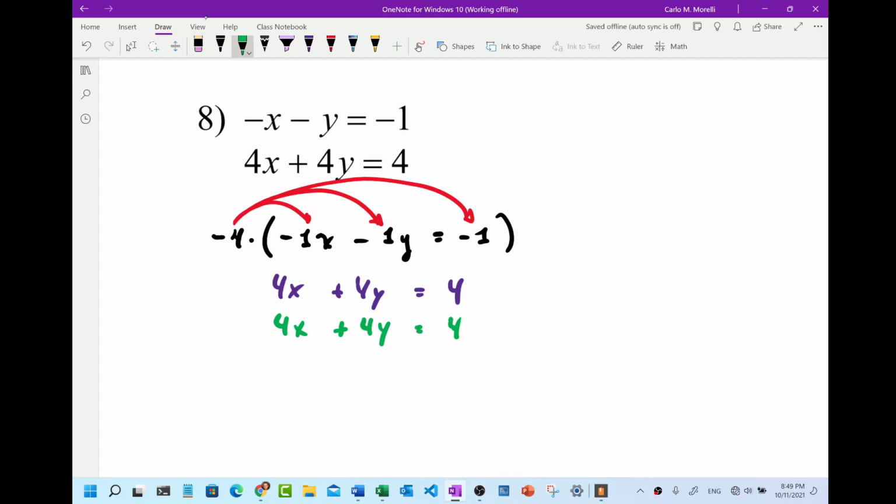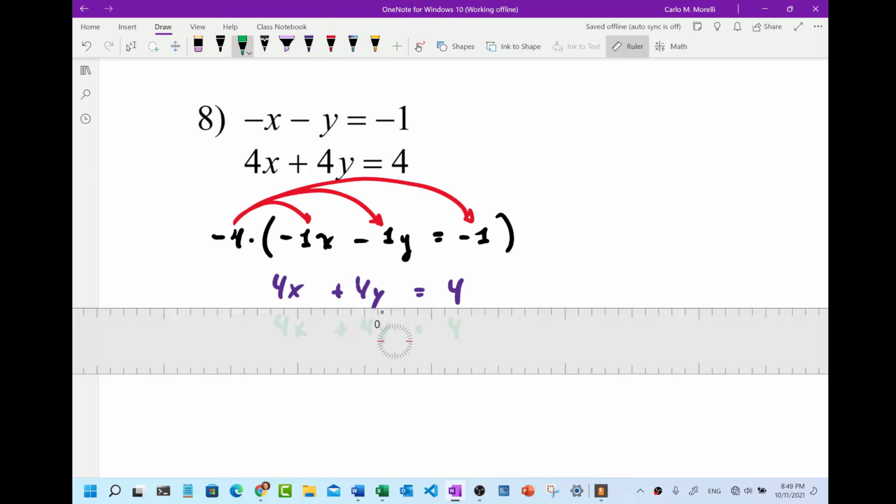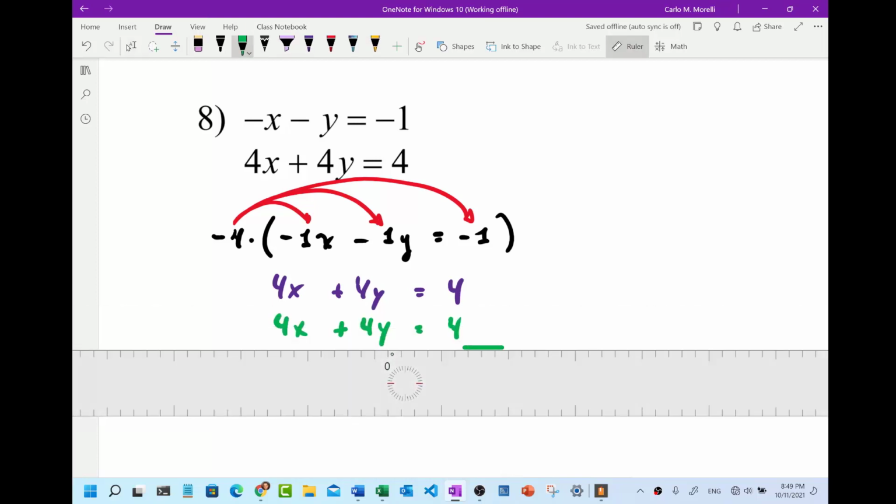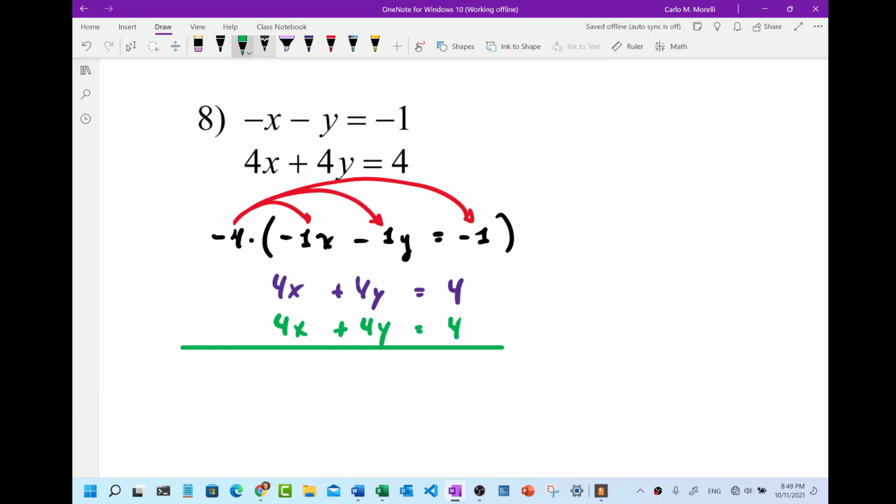equals 4. So these are the same equation, right? Let's say I was going to do elimination by subtraction, right? So I was going to subtract 4 minus 4x cancels, 4y minus 4y cancels, and 4 minus 4 cancels, leaving 0 equals 0. And that's true, okay? That's a true statement. So since it's true, it means it's all real numbers.